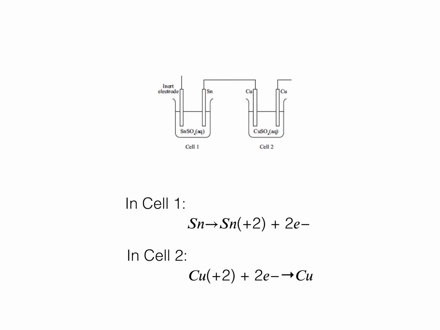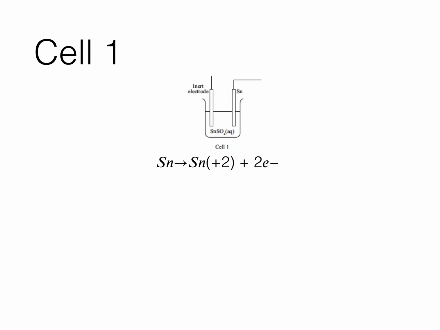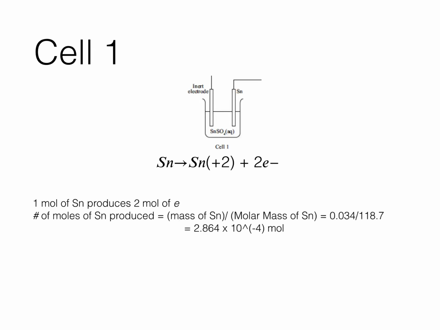Let's take a look at cell number 1 first, the oxidation reaction of tin. As I mentioned before, tin goes to tin plus 2 ions. So tin from the electrode actually goes into an ionic state and forms two electrons in the process. Now this reaction shows that 1 mole of tin gives us 1 mole of tin plus 2 ions and 2 moles of electrons. So essentially, because the coefficient for tin in this reaction is 1, 1 mole of tin will produce 2 moles of electrons.